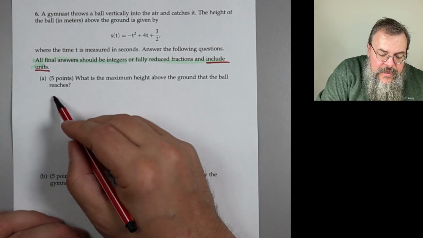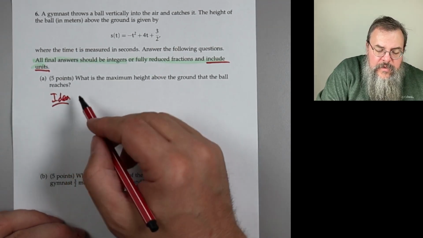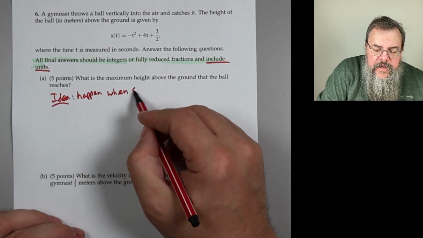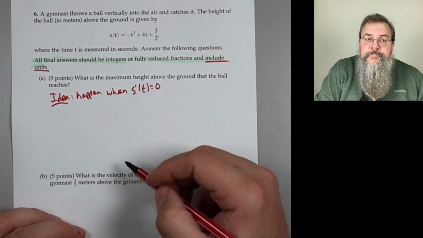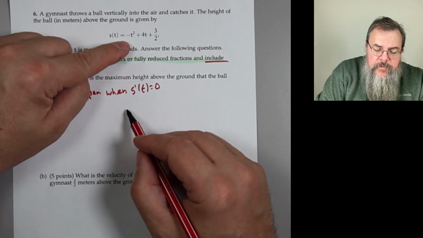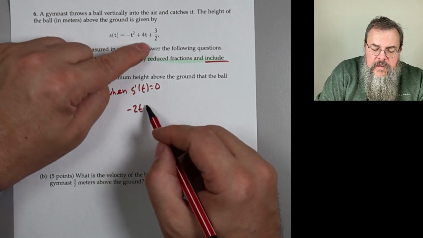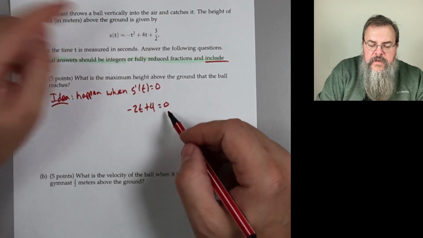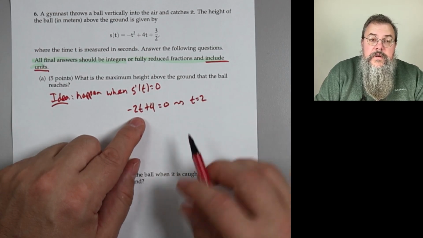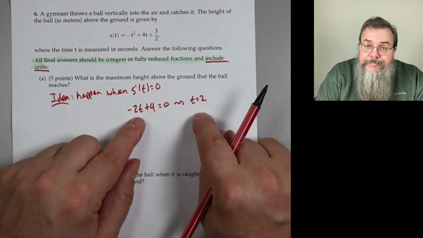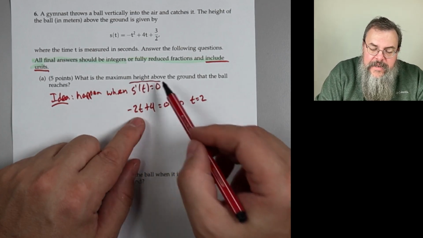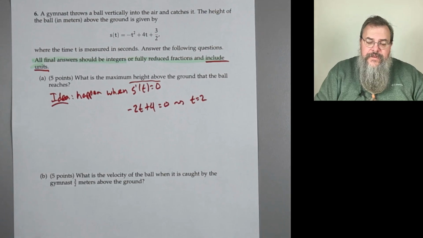So, idea. This will happen when our derivative s prime of t is equal to 0. So let's take our derivative. We have derivative of t squared, 2t, don't forget the minus, plus 4 equals 0. And now, okay, well that says what? T equals 2. Now, that's not our answer. Why not? This is a time. We want a height.